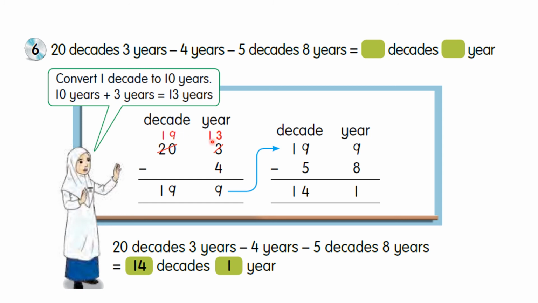Then you borrow here 1, right? So it becomes 19. Decade becomes 19. So write down 19 here. So take the answer, go to top here, write again decade and year. Write this one, 5 decades, 8 years here. Then 9 minus 8, 1. 19 minus 5 gets 14. So you must write 14 decades here. That's it. Okay?